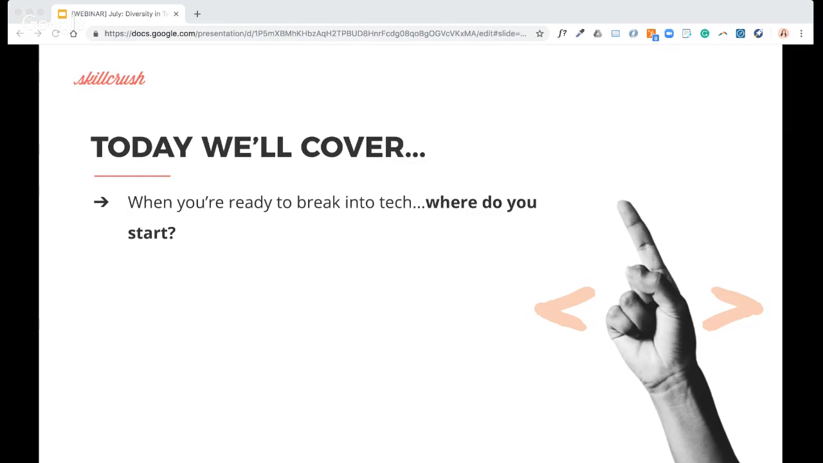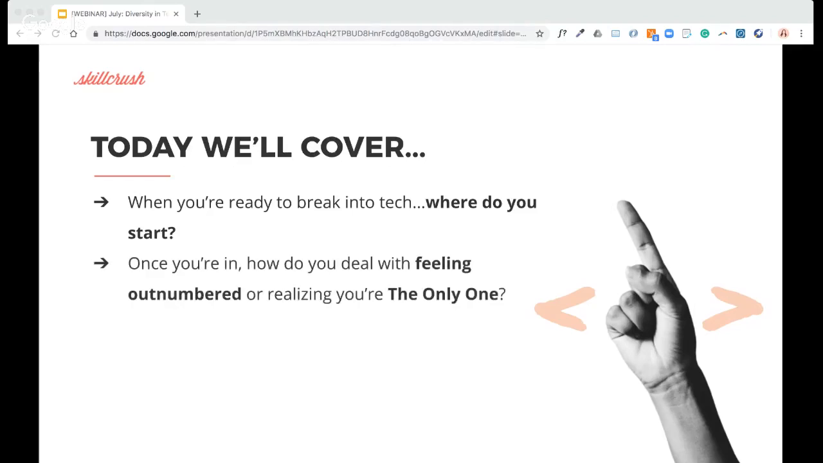So we had a lot of questions from our attendees and RSVPs about this idea of, I know I want to get into tech, but I don't know how to even begin getting into tech personally. So we'll begin with that from the personal element. And then we're going into this idea of once you've actually found that job, or you've broken into the industry as an entrepreneur or working for a big tech company like Preeti, how do you deal with feeling outnumbered or realizing that you're the only one?